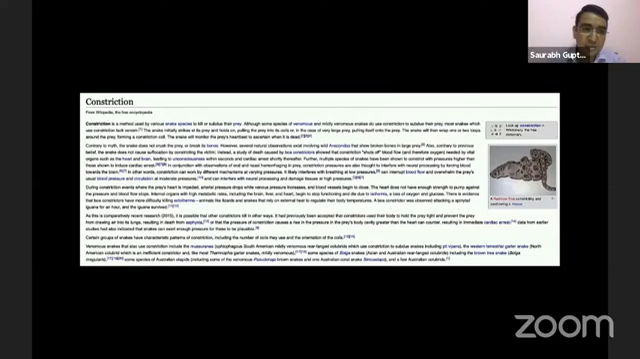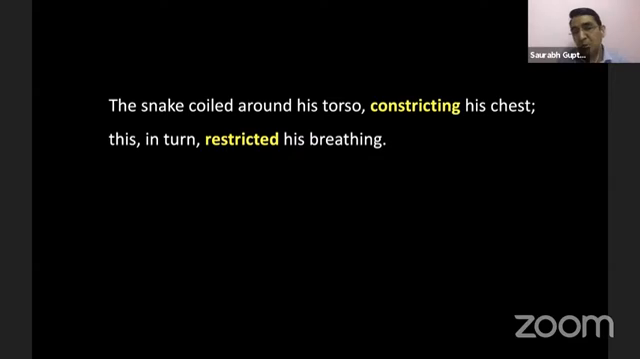So if you search on the internet, constriction is actually a method used by various snake species to kill or subdue their prey. Once we understand this, then we will understand what we mean by constriction physiology. This is also explained in this simple sentence: the snake coiled around his torso, constricting his chest. This in turn restricted his breathing. So constriction ultimately leads to restriction in the filling. Constrictive physiology is a type of restrictive physiology.